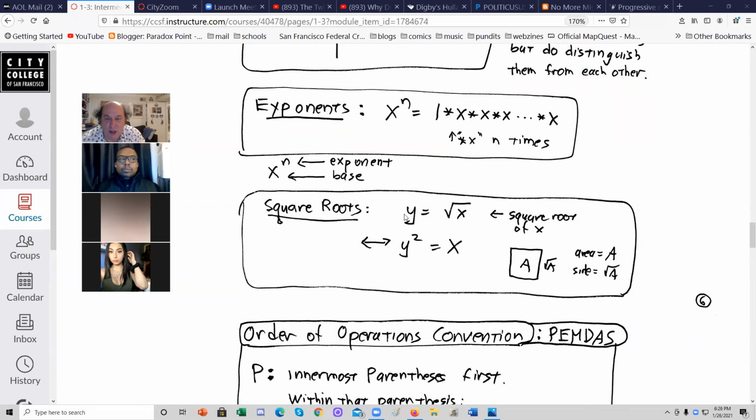Square root: y equals square root of x if and only if y squared equals x. So if you have a square with area A, then the side, for some reason called the root, is the square root of A. So for example, a square with area 4 has side 2, so the square root of 4 is 2. A square with area 9 has side 3, so the square root of 9 is 3.